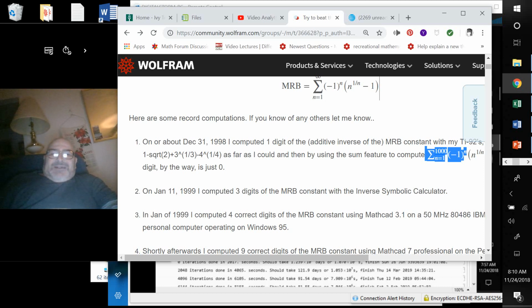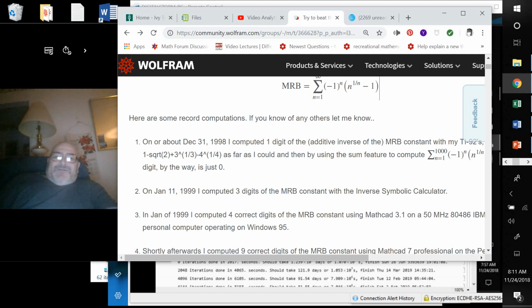Anyway, speaking of real computers, we got number 2 here. On January the 11th, I computed 3 digits of the MRB constant with the inverse symbolic calculator. I recorded that in Math World. Not Math World. I recorded that in, what was that website? Dave's Math Tables. It's called math2.org now, but back then it was Dave's Math Tables. I'll look that post up sometime for you.